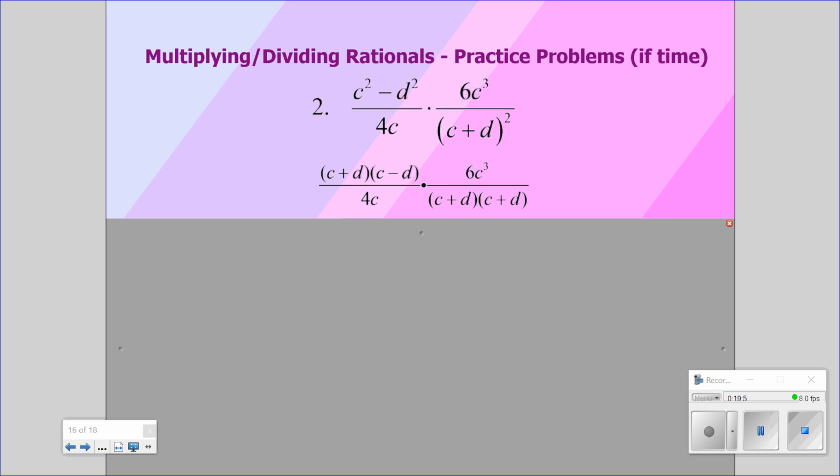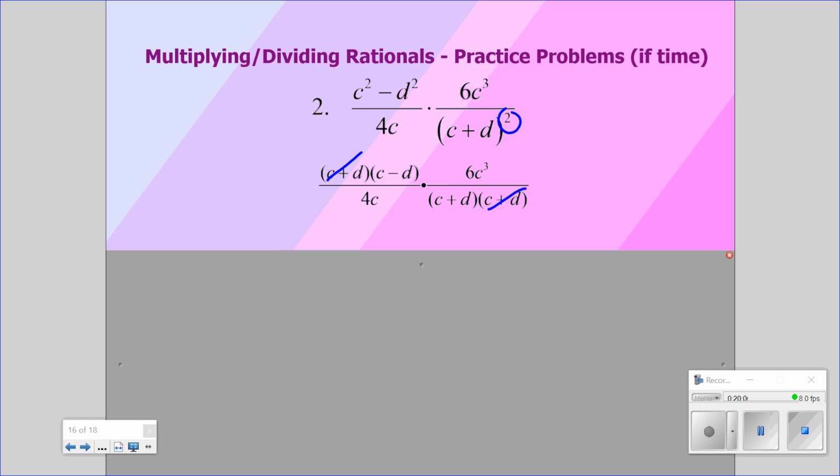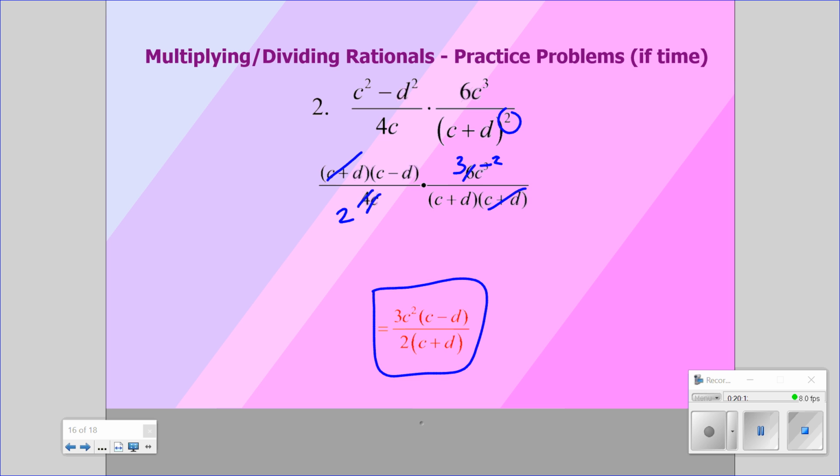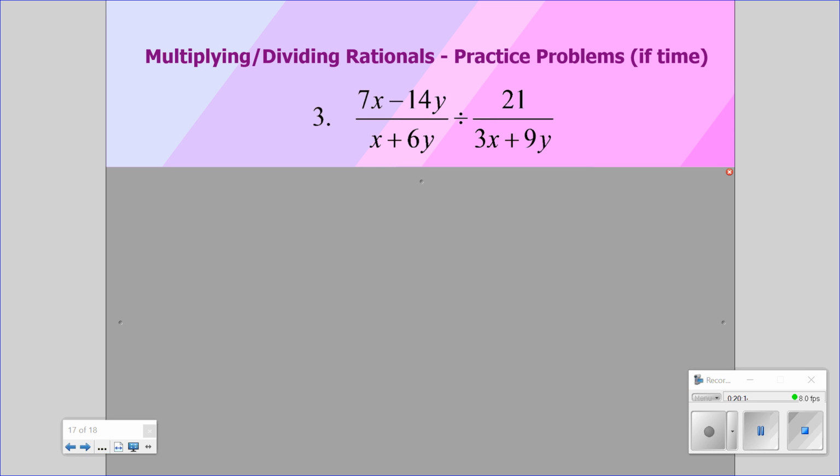All right, you can stretch out this c plus d squared. Then you can see that one of those sets cancels. You've got a c here that cancels with two of them up there, or one of them up there, leaving two up top. The 6 and the 4 will reduce, leaving us with that expression. Okay, go ahead, work it out.